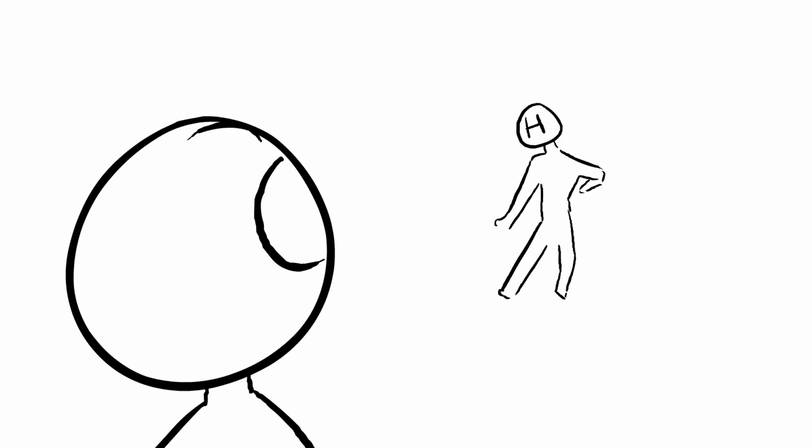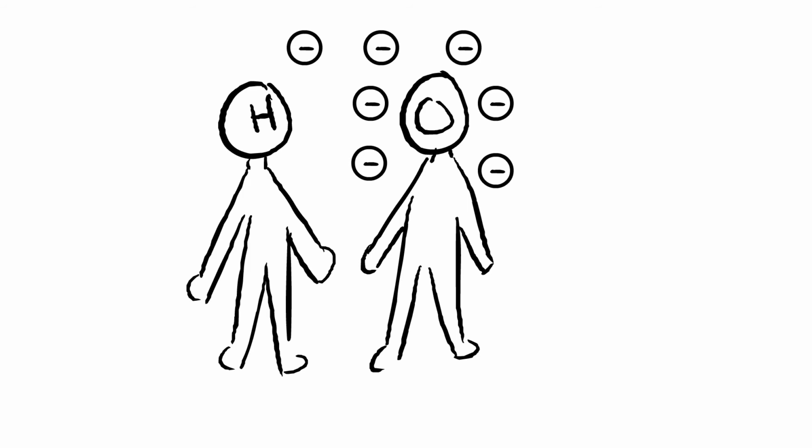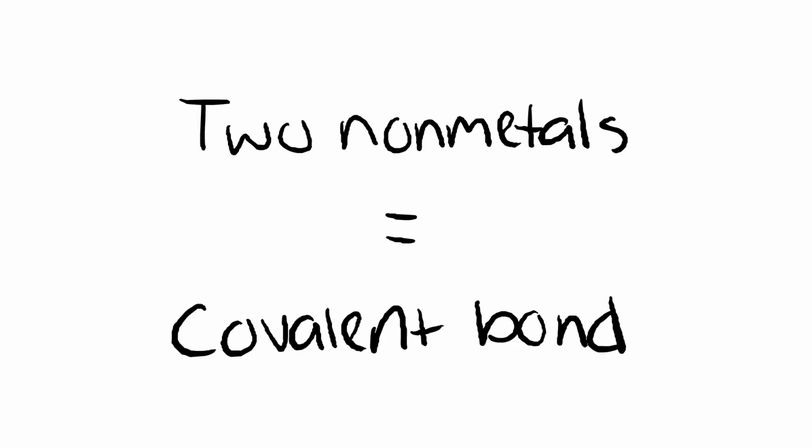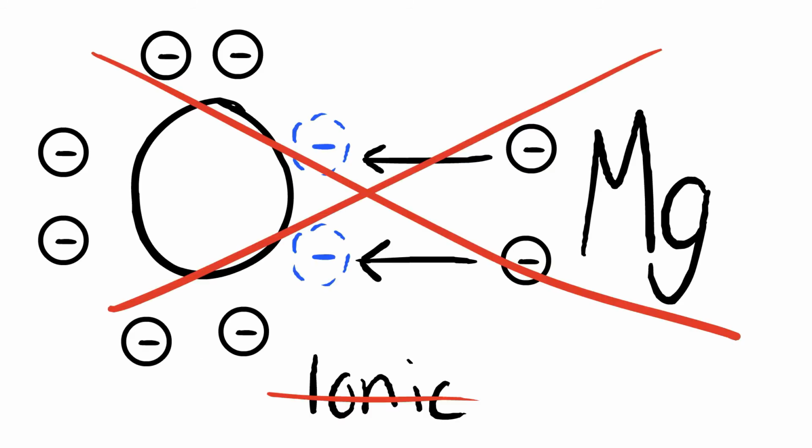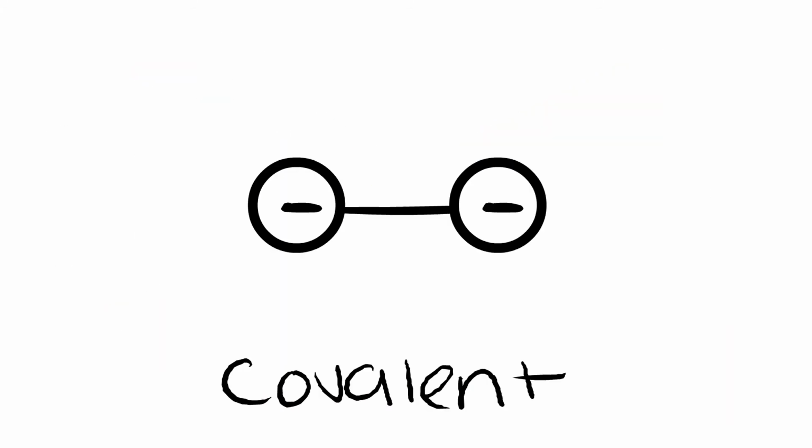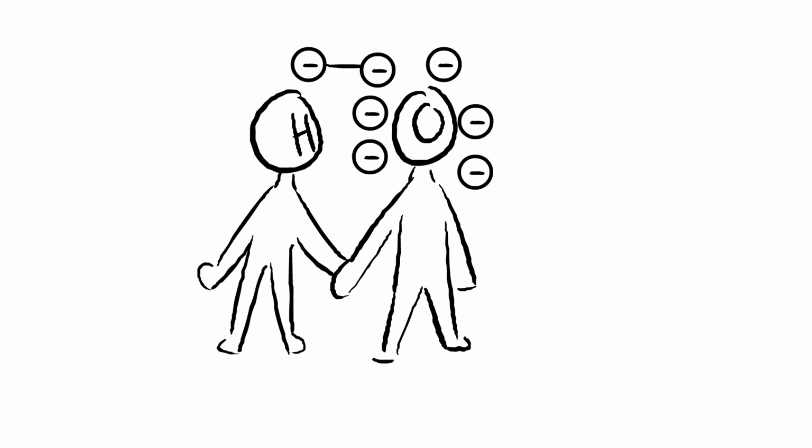Oxygen is back again, but this time he's unbonded with magnesium. He's looking for a new partner, someone that can go with his flow. Here he's met it with hydrogen. Both hydrogen and oxygen are nonmetals, so they're gonna form a covalent bond. This time, instead of transferring electrons, in a covalent bond they share their electrons. Hydrogen and oxygen hold hands to share an electron.